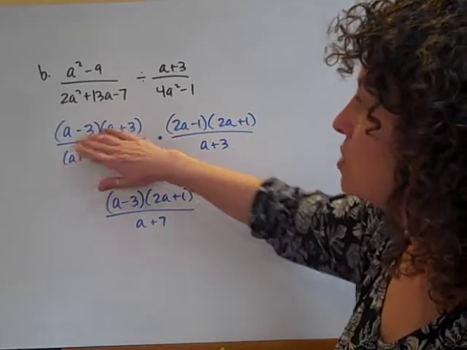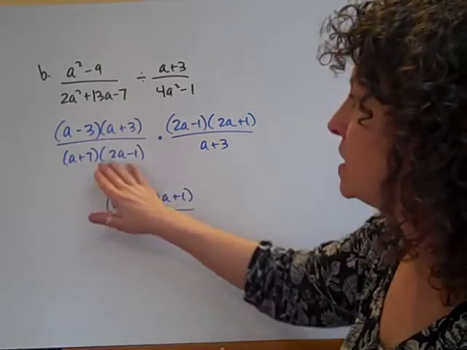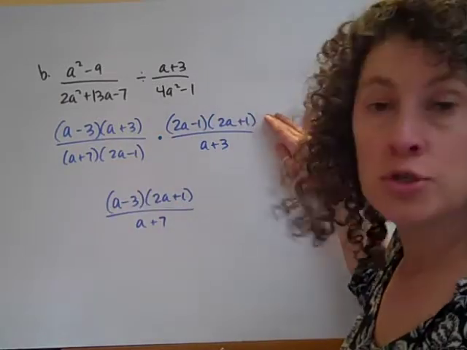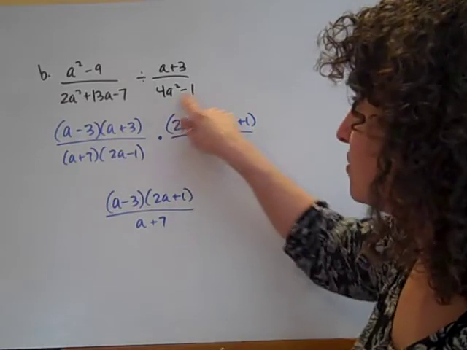So I end up with (a minus 3)(a plus 3) in my numerator, (a plus 7)(2a minus 1) in my denominator. My 4a squared minus 1 factors out into (2a minus 1)(2a plus 1). That's a difference of squares.